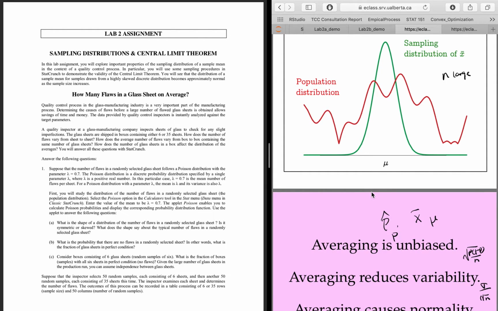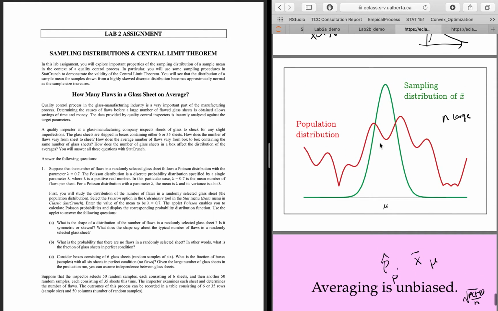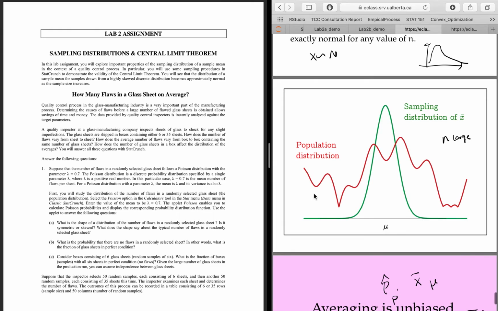As I mentioned, the central limit theorem is one of the most important theorems in statistics. You can explain this with this picture. Assume you have any kind of population distribution, but if your n is large enough, the distribution of x bar would always follow a nice normal distribution. We're going to use this lab to show you a real example of how this works.